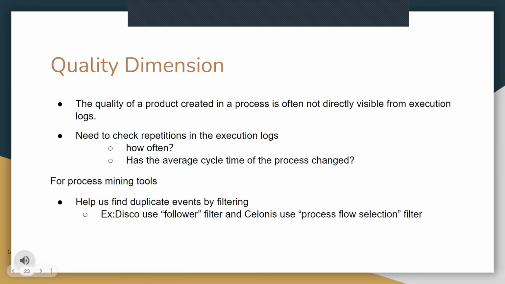We usually can see the quality of the product from the execution log. So, looking at the duplicates in the log is a good way to understand the quality. For example, the same issue is being addressed by both the primary and secondary teams, or the issue is repeatedly assigned to the same team.